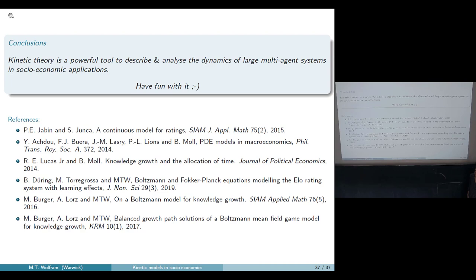I had actually a question concerning the parameters the models are based on. Is it possible to estimate them based on observations? For the ratings? For example, I was thinking of your ratings. I've been thinking about it. It would make sense.